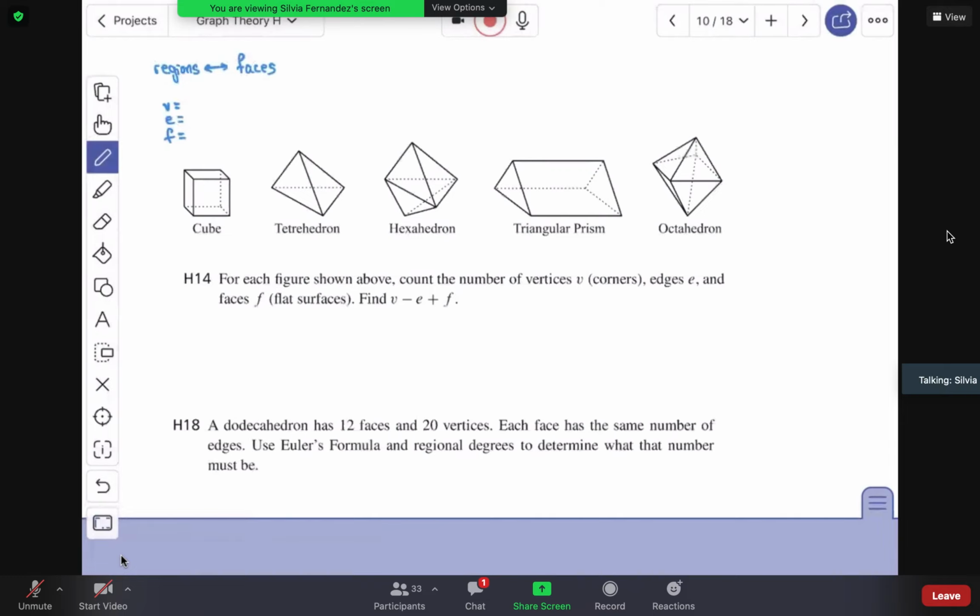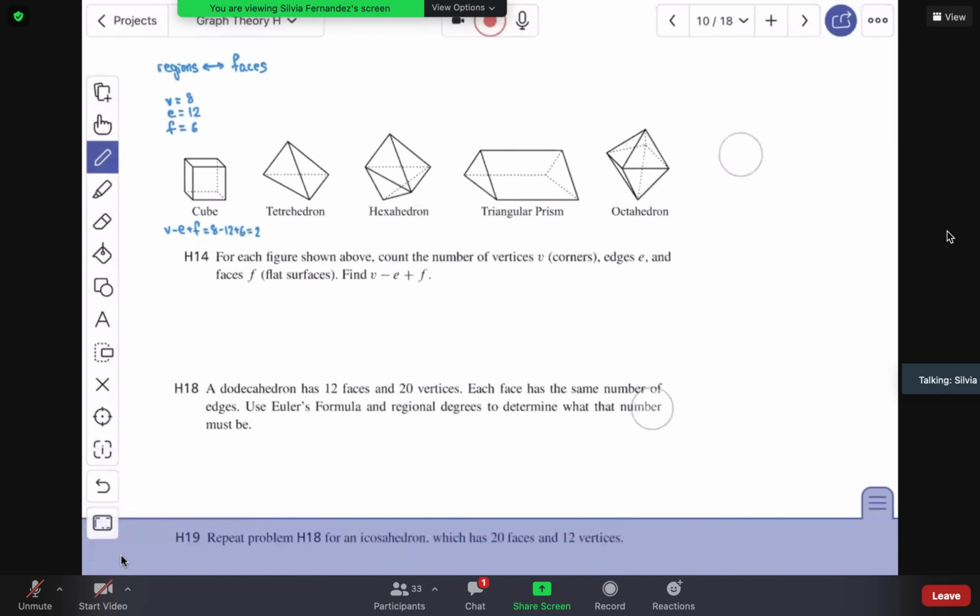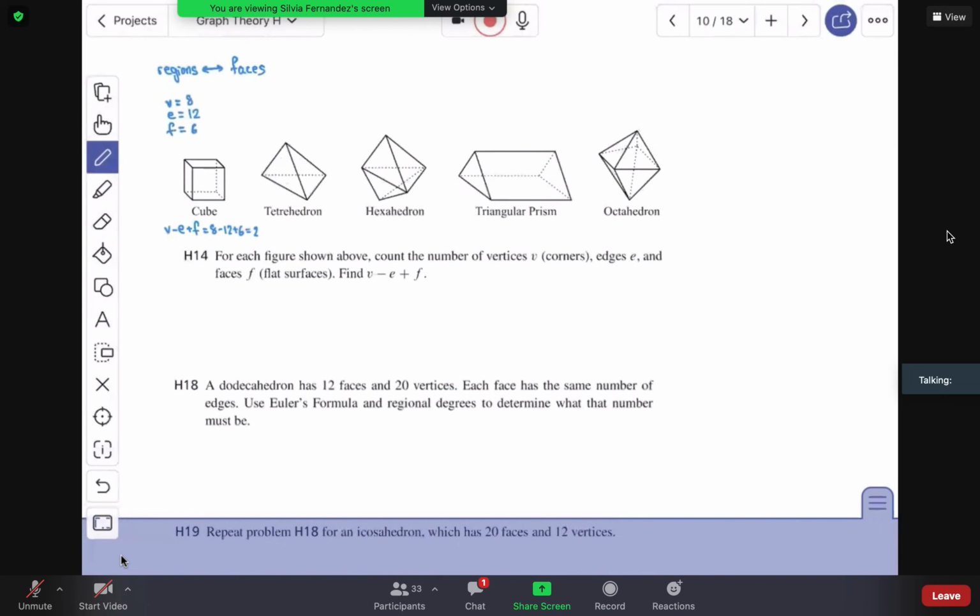So here the number of vertices for the cube is 8, the number of edges is 12, and the number of faces is the bottom, the top, and the four around, so 6. And you can see that vertices minus edges plus faces is 8 minus 12 plus 6. So that's 2. And you can check it for all the others. So I'll leave this for later because I really want to go over the third technique. But you see, all of these problems are essentially, we give you 2 of the parameters, you find the other, or you find something about the regional degrees. I'll get back to this.